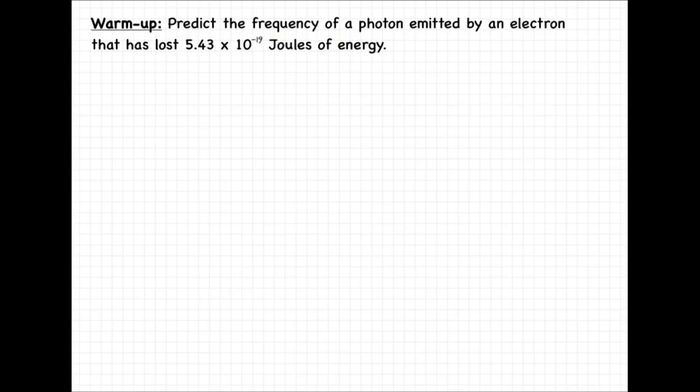So, predict the frequency of a photon. So straight away you know you're looking for f of a photon. And all you're told is that some electron has had a change in energy. The change in that electron's energy is 5.43 times 10 to the negative 19.